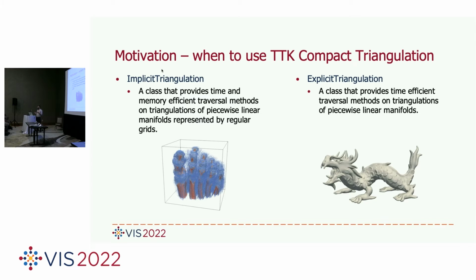With simplicial meshes in general, that is not true. Even after you loaded your mesh, depending on the connectivity information of how triangles, tetrahedra, and edges are connected, depending on what you need for your plugin, you may need a significant amount of memory on top of that. So the compact triangulation is meant to solve that issue.